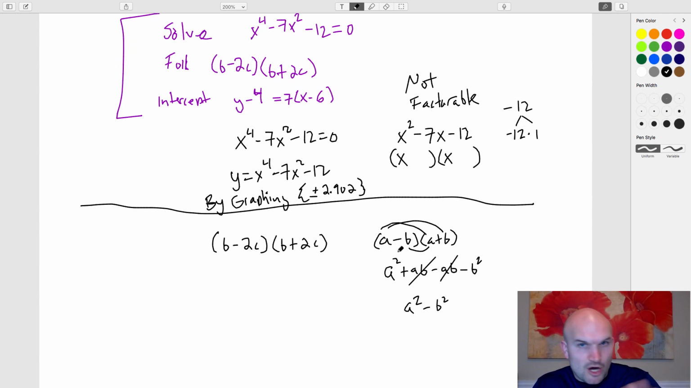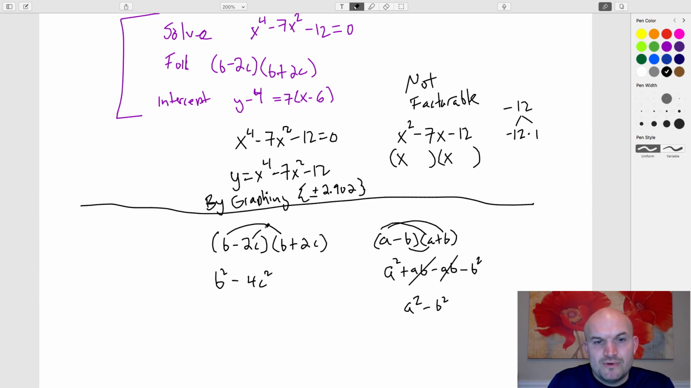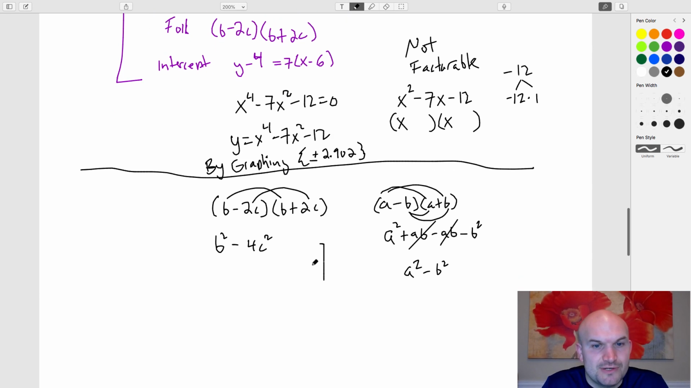So rather than actually doing FOIL, when you recognize the difference of two squares, you can just square the first two terms and then square the last two terms, which is going to give you a negative 4c squared. Basically I'm just squaring these two, and then squaring these two, because the middle terms are going to add to 0, right? It works every single time. So therefore, that would be our final answer.